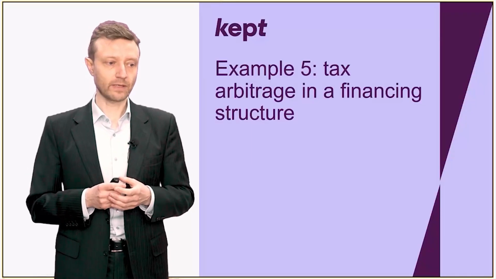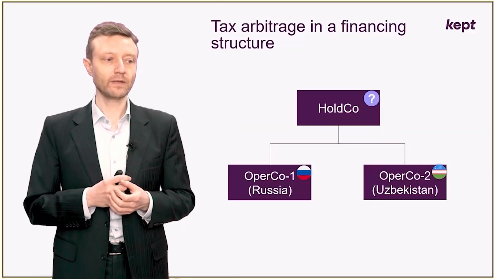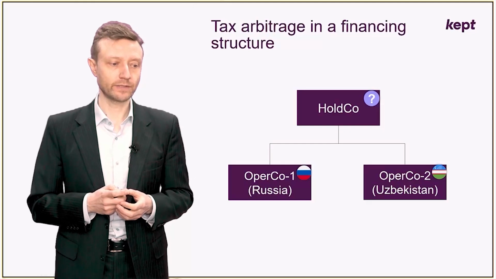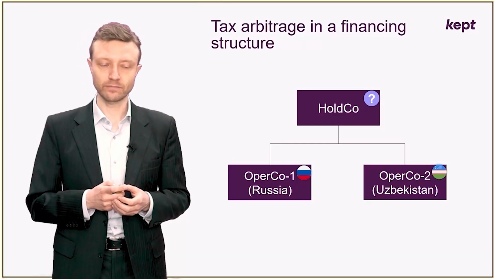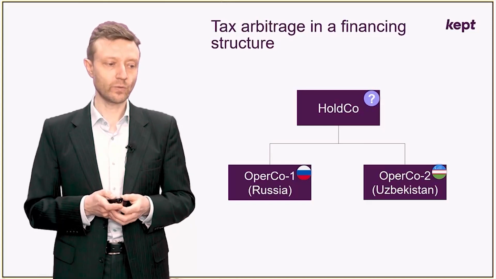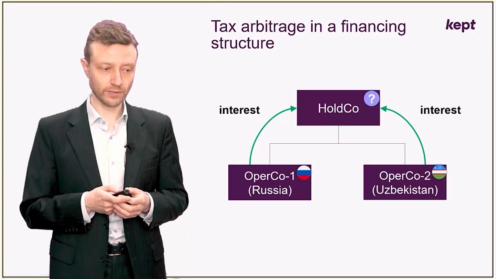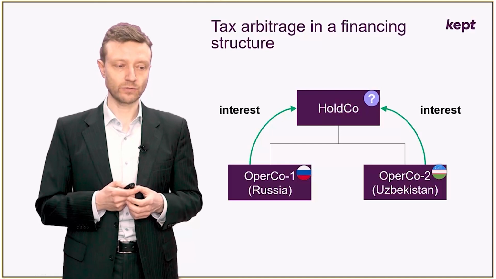Next example, tax arbitrage in a financing structure. Again, let's look at a specific example and specific structure where there is an operating company in Russia and an operating company in Uzbekistan, again, just for a change, which pay interest to the holding company, which previously provided loans to its subsidiaries.